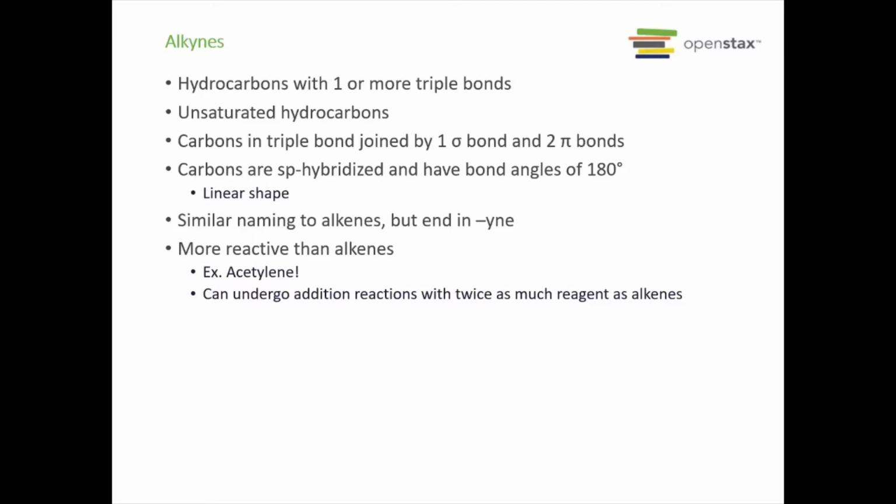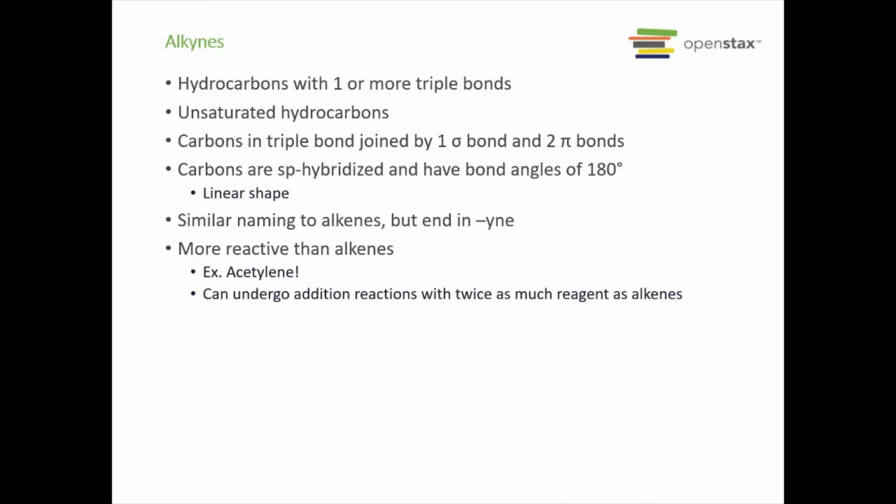Now, another type of hydrocarbon we have are the alkynes. It takes all kinds to make the world. Yeah, I know it's corny, but chemists, especially organic chemists, have lots of puns and jokes. So these are hydrocarbons with one or more triple bonds.